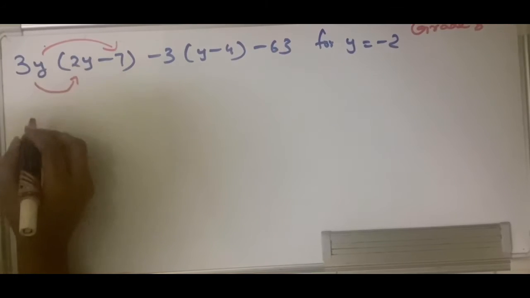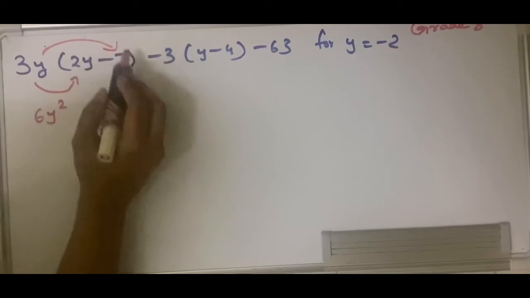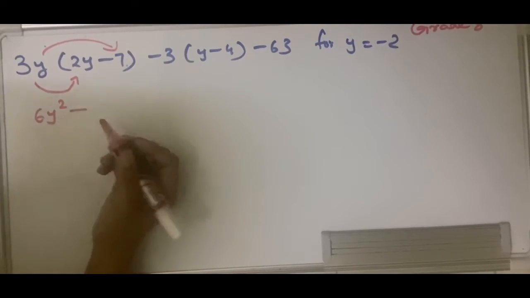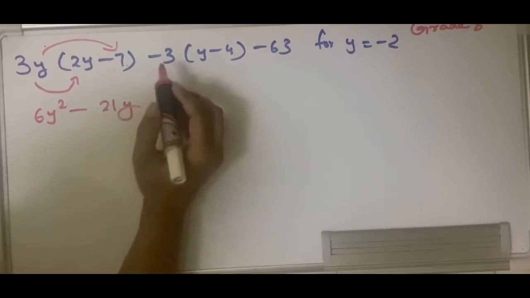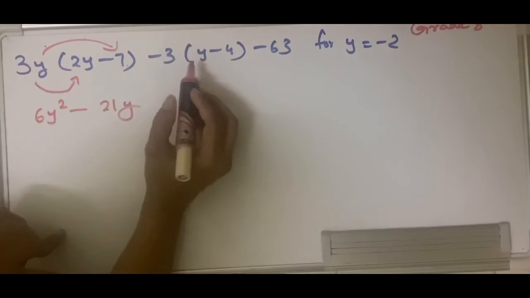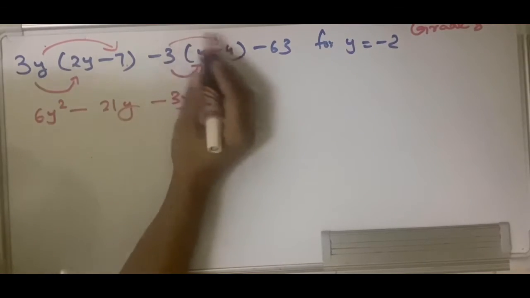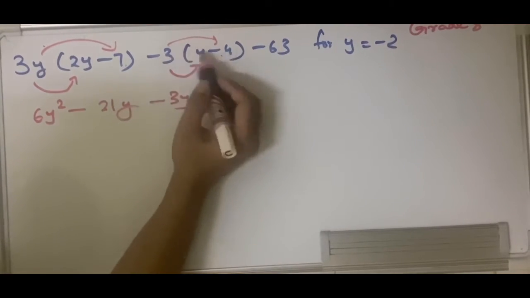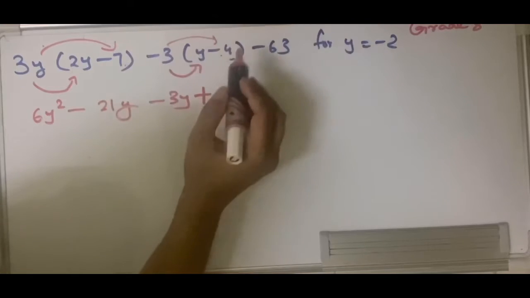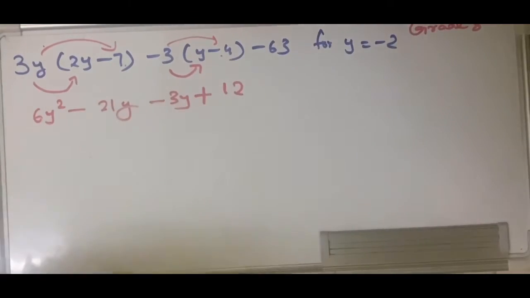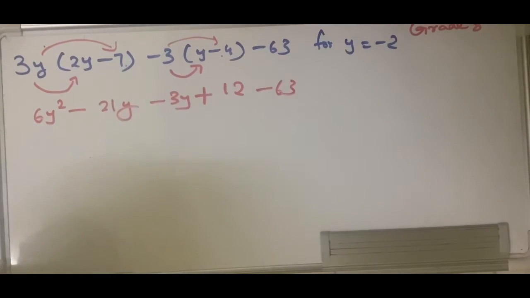So 3y times 2y. So 3 times 2 is 6. Y times y is y square. Then you have 3y times minus 7. So you get a minus. 3 times 7 is 21 and you have a y. Clear? Now in this case you have minus 3 times y which is going to give you minus 3y. And you have minus 3 times minus 4 which means you have an even number of negatives. So your answer should become positive, because minus 3 times minus 4 will give me plus 12. Clear? And you have a minus 63 as such to copy paste, right?